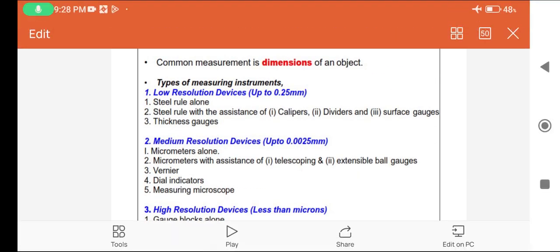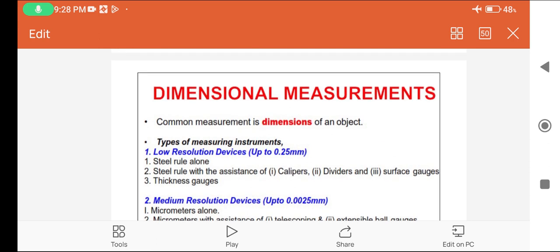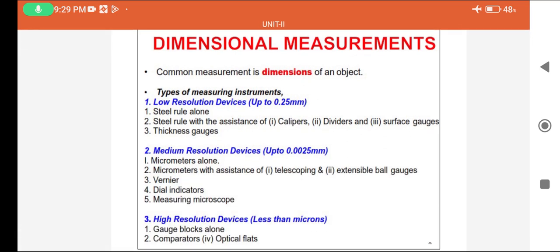The first topic is dimensional measurements. The most common measurement is the dimension of an object. There are types of measuring instruments. The first is low resolution devices, with resolution up to 0.25 mm. For example, the steel rule, the steel rule with the assistance of calipers, dividers and surface gauges, and thickness gauges. These are all low resolution devices. The second is medium resolution devices.